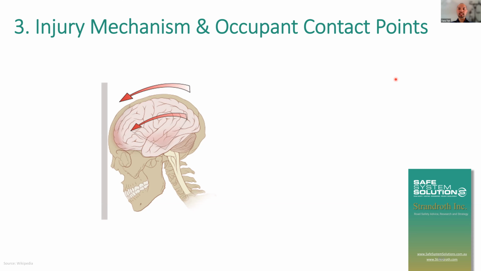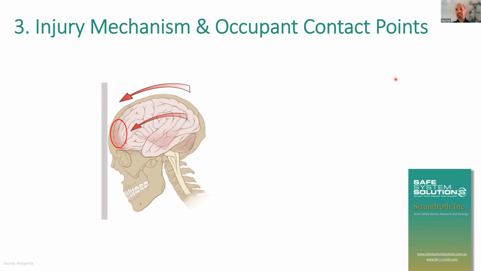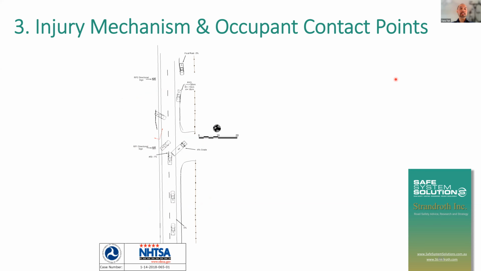So what we're focusing on here in this last part of this module is the second impact, which is occupant versus the vehicle interior. So the best way to do this is let's go through a case study. So this is just giving you some background information.